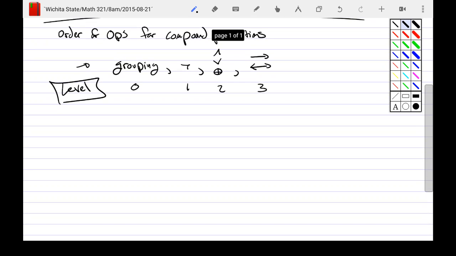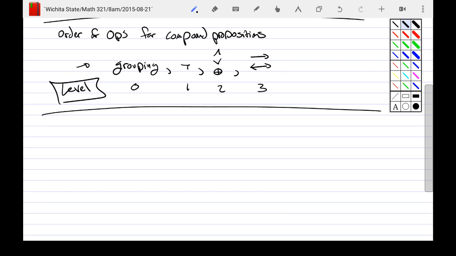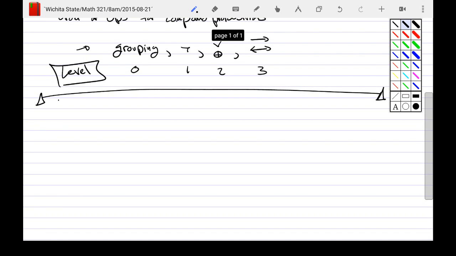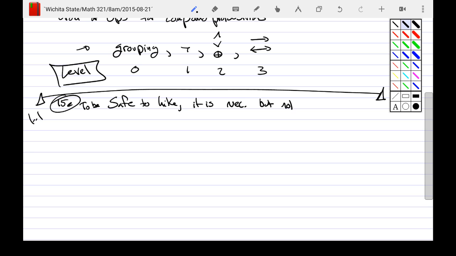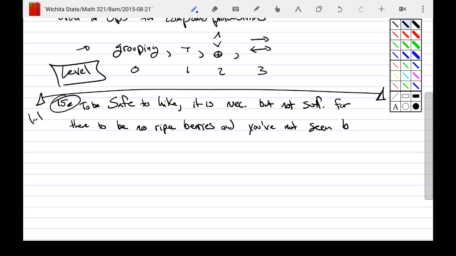All right. So one of the problems that you had to do from last class, which is always fun when people look at this and don't work it out, was 15E, and I'll use my version from 1.1, which is bad English, which would be the following. It is safe to hike, comma, actually I suppose it was to be safe to hike, comma, it is necessary but not sufficient for there to be no ripe berries and you've not seen bears.